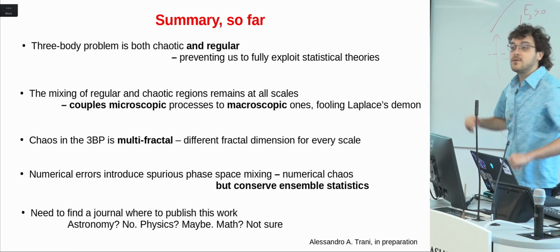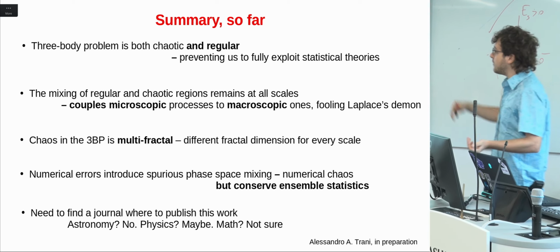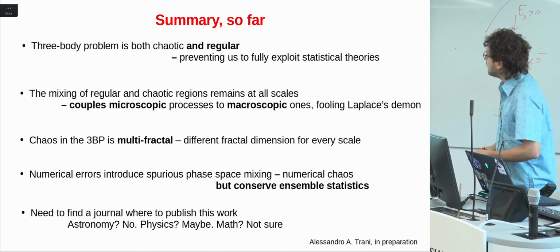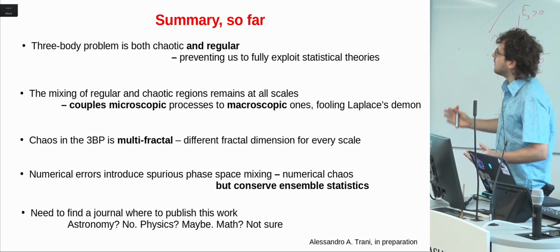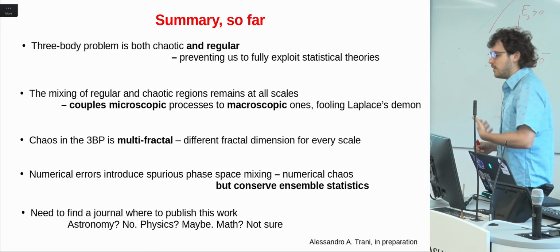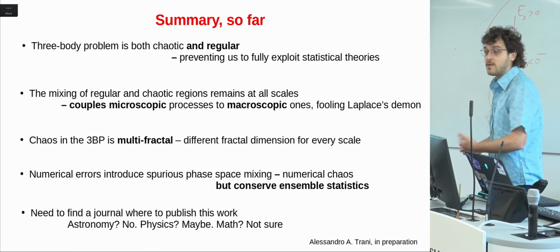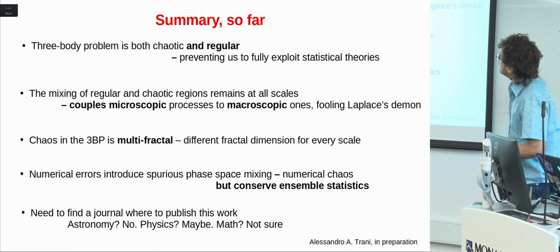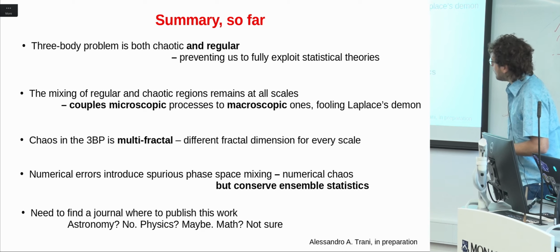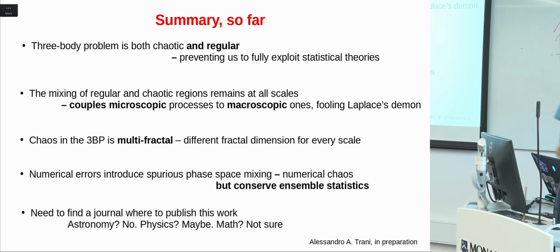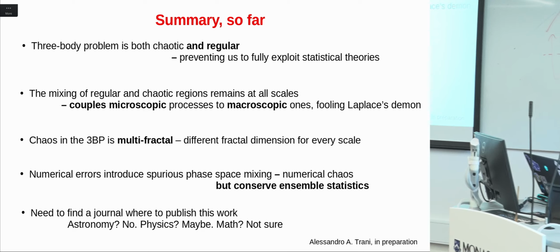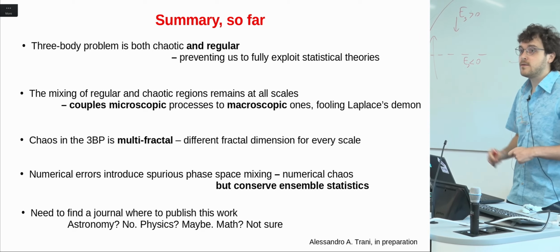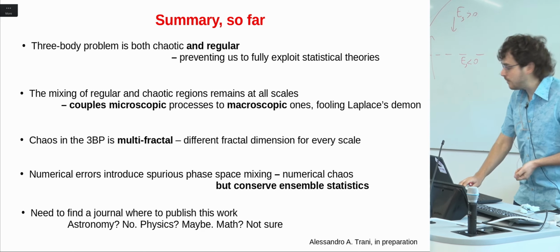So far, I've shown you that the three-body problem is both chaotic and regular. The regular part prevents us from fully using statistical escape theories to predict its outcomes. This mixing of regular and chaotic regions is really permanent, at every scale, and allows coupling of microscopic and macroscopic processes. It's a multifractal, and numerical errors introduce spurious chaos, or numerical chaos, which makes individual realizations wrong but conserves ensemble statistics.